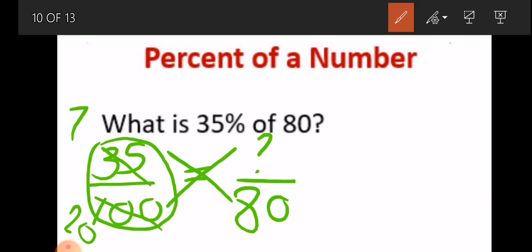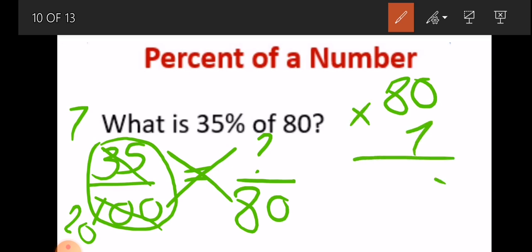Let's do now the cross multiplication. 7 multiplied by 80. Put down the 0. Then 7 times 8 is 56. Then 560 divided by 20. Let's make it here.